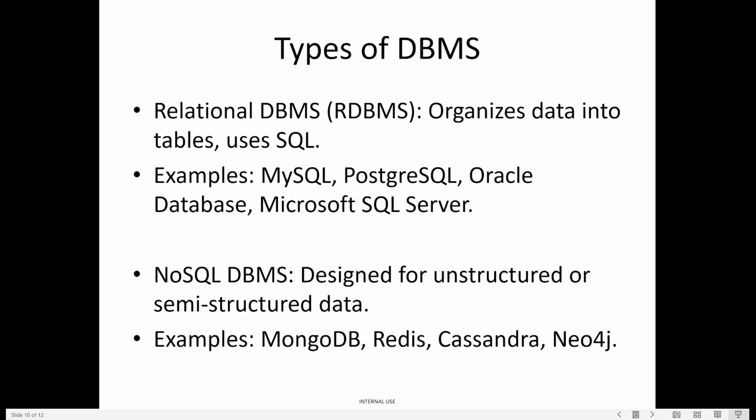And another form of DBMS is NoSQL DBMS, which is designed for unstructured or semi-structured data. It supports various data models like document, key value, column family, and graph. Examples of NoSQL DBMS include MongoDB, Redis, Cassandra, Neo4j.